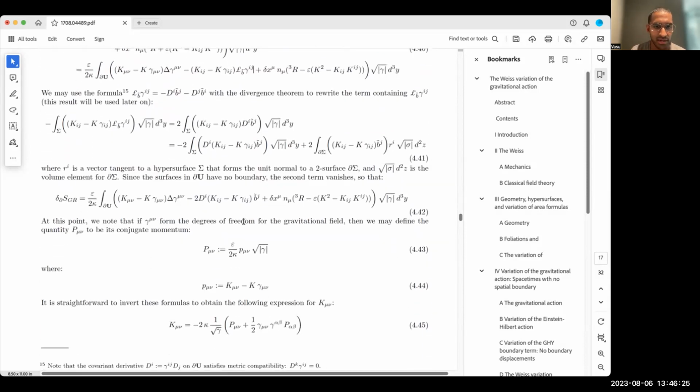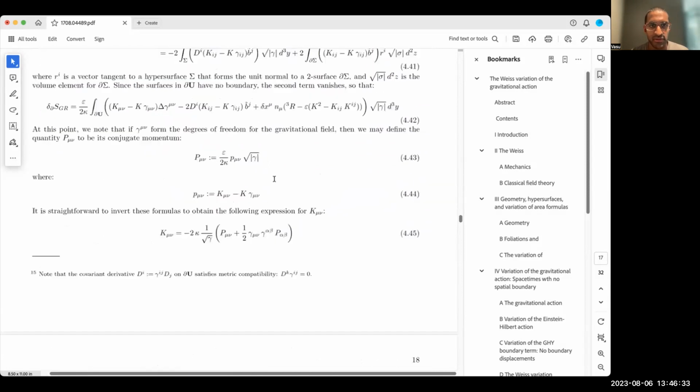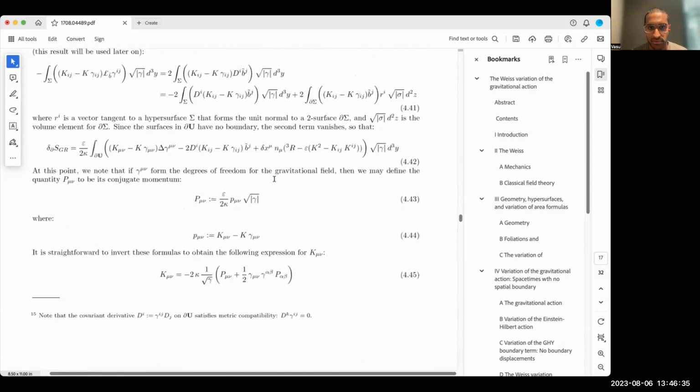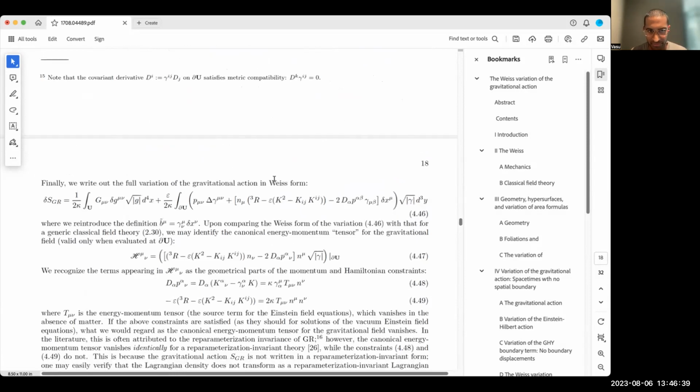Okay, and now see that if we take again the variation of this boundary embedding delta x to be proportional to n, right? If you do a normal variation of the boundary, then we recover the Hamiltonian, right? So you see that that's exactly what we get here. We have a term proportional to n mu, which is the Hamiltonian constraint, and then we have the momentum constraint. But really, you can wrap them together into what they call the canonical energy momentum tensor for the gravitational field.